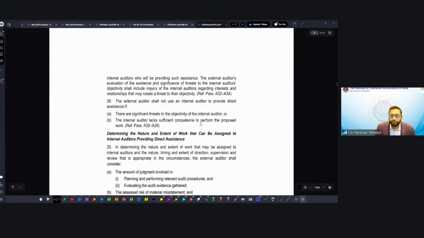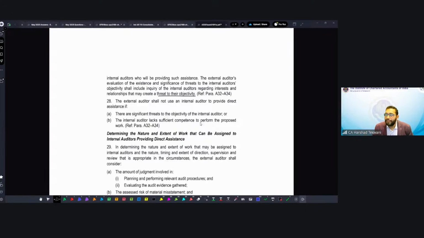Then you need to conduct an inquiry into whether they have any interest, or any relationship with the management, which may cause a threat to their objectivity. Let's say, for example, the internal auditor is the son of the managing director.